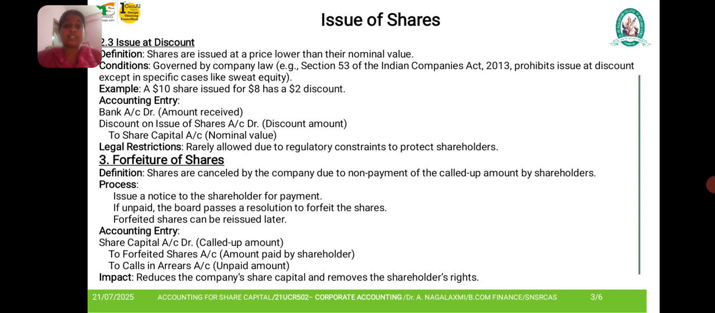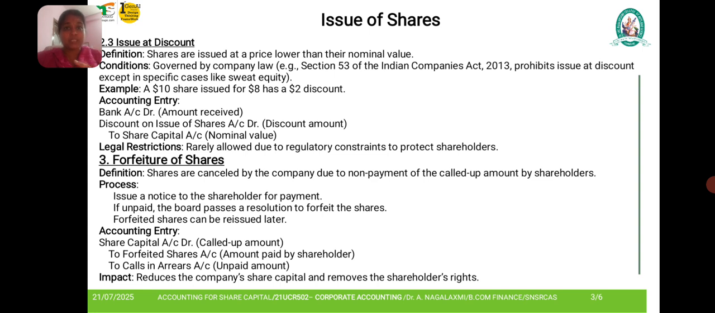So the legal restriction for the issue at discount is rarely allowed due to regulatory constraints to protect the shareholders. The next one we are going to see is forfeiture. Forfeiture is nothing but the company taking back the shares from the shareholders for the default in the payment by the shareholder. Shares are cancelled by the company due to non-payment of the called up amount by the shareholders.